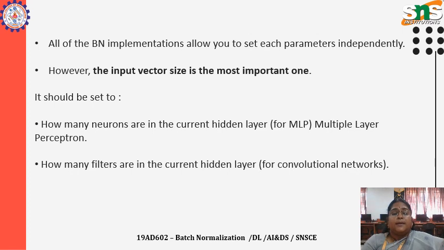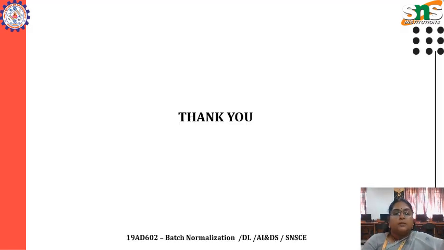Batch normalization allows us to set each parameter independently, and the most important is the vector size. We can set how many neurons are in the current hidden layer for multilayer perceptrons. So when you have multiple layers, we can check how many neurons can be present in each hidden layer, and how many filters are used in the current hidden layers. That is for convolutional networks. The rest of the concept will be discussed in the next class. Thank you.